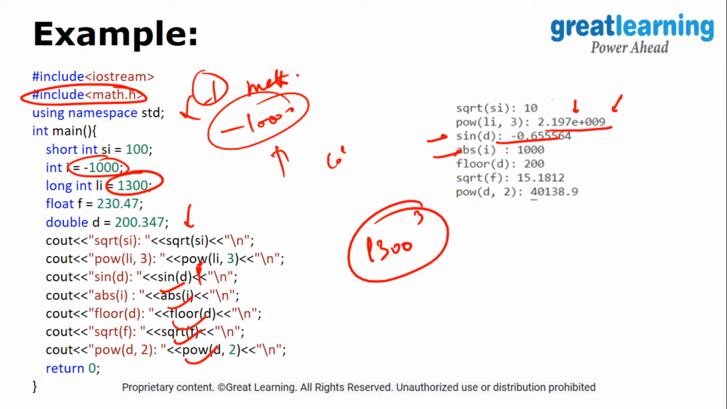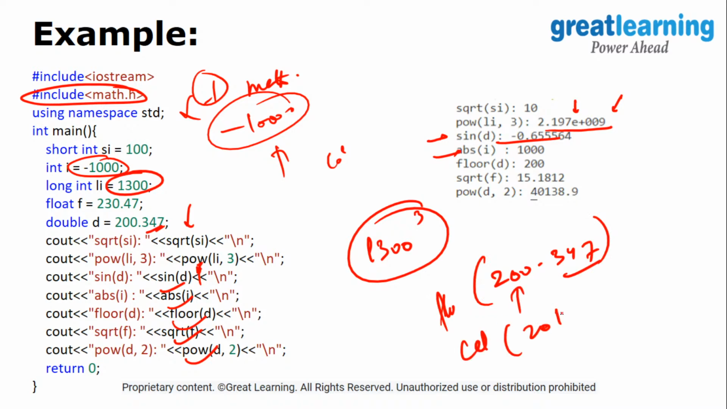Similarly, you have floor value. If you see, I'm using floor on d, the variable d, which is 200.347, right? So now I'm using the floor value, so it will go on the lower side. Lower side is 200. Now if I'm using the ceil value, it will go to 201, it will go on the greater side.